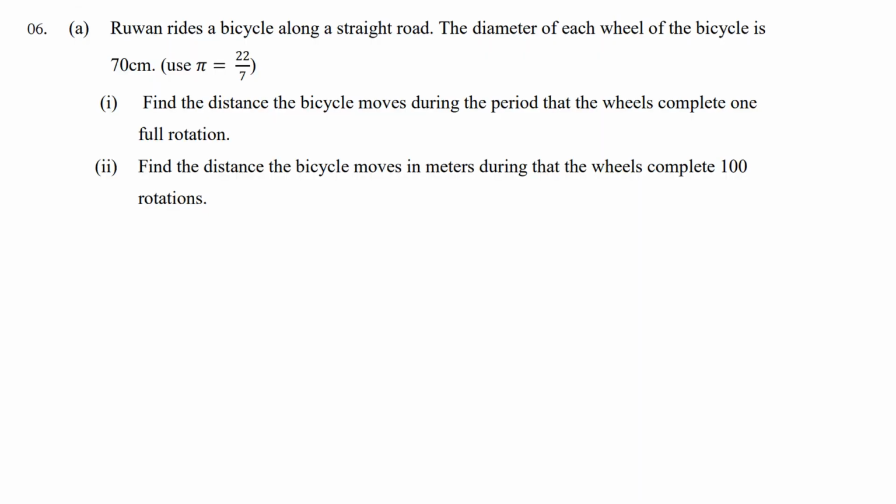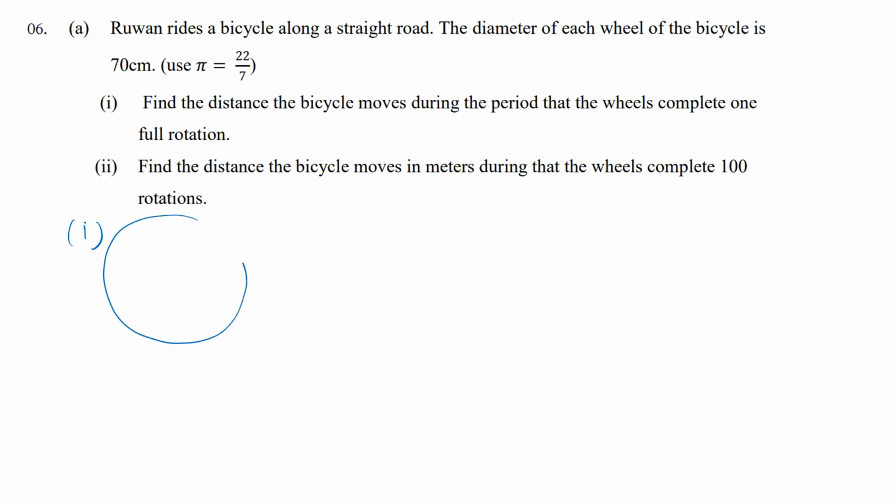Okay, let's do the sixth question. Rowan rides a bicycle along a straight road. The diameter of each wheel of the bicycle is 70 centimeters. Find the distance the bicycle moves during the period that the wheels complete one full rotation. That means the circumference of the wheel. Let's take this first part.